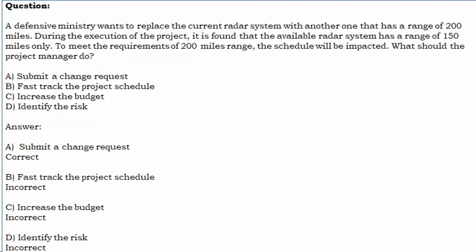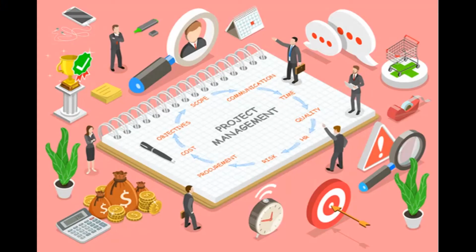Correct. B. Fast-track the project schedule. Incorrect. C. Increase the budget. Incorrect. D. Identify the risk. Incorrect. Project management plan updates.